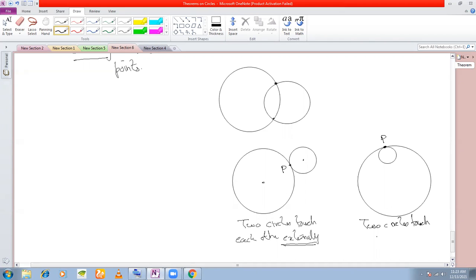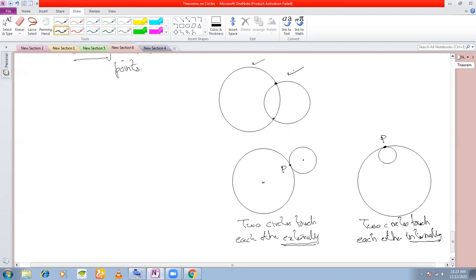So you cannot have 3 points of intersection of circles. Two circles will touch each other or intersect each other at the most 2 points. Is it possible that this circle and this circle will intersect each other at 3 points or 4 points? No. So that is what the theorem states.